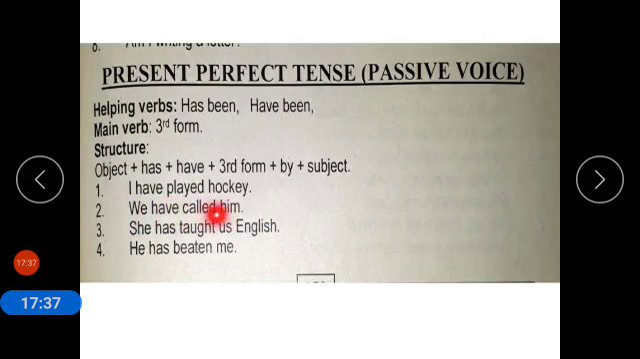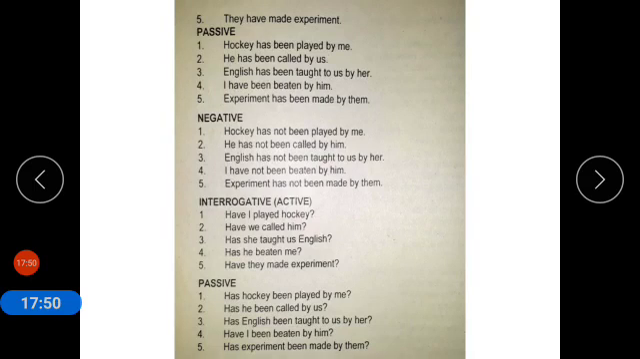We have called him. We is the subject, him is the object, and have called shows that it is present perfect tense. He has been called by us. The negative of it is hockey has not been played by me. We will use not in between has and been. He has not been called by us.